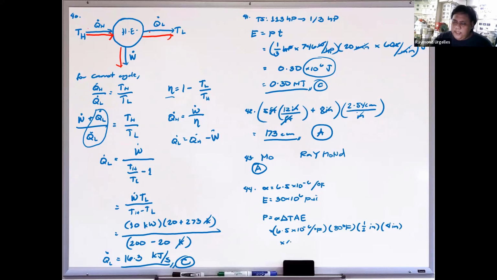So multiplied by 30 times 10 to the 6 PSI. Again, PSI is pounds per square inch. So the square inches cancel, so this will be in pounds. When you solve this, you will get exactly 31,200 pounds. So this is letter C. Okay? Any questions? Number 44.